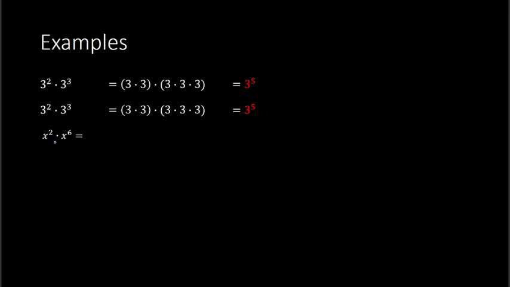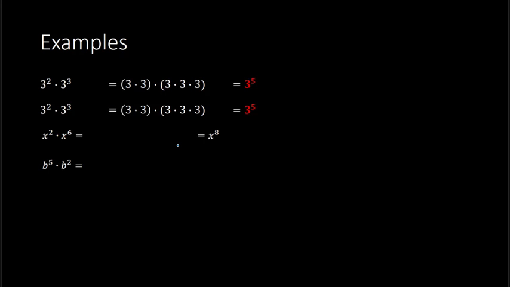Next example, we have x squared times x to the 6th power. So instead of going through all of this where we write out 2 x's and then 6 x's, we can just skip to the shortcut, to the rule, which says we can add the exponents. So we can add the 2 and the 6 to get 8 as my exponent. So my solution would be x to the 8th power.